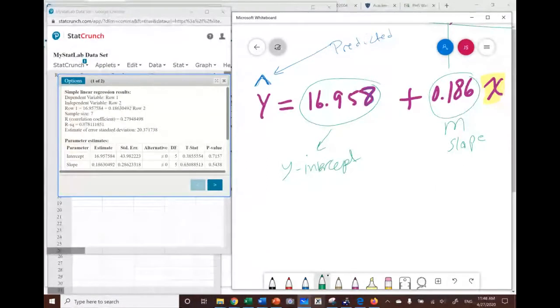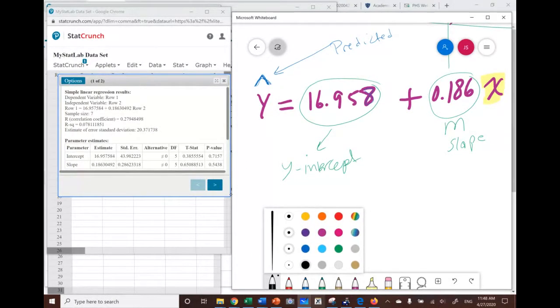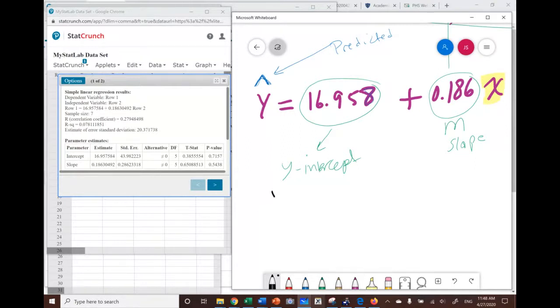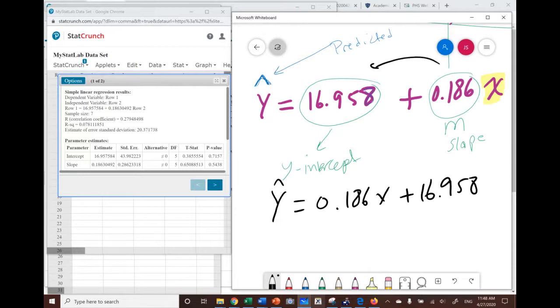So your equation can be written like this, and somebody can say, listen, I want to write my equation like this. I want to write it as y hat equal, I want to start with the slope first, 0.186x plus 16.958. You can do that, because what you did really is reverse those two things. And because you have a plus sign, you can do that.